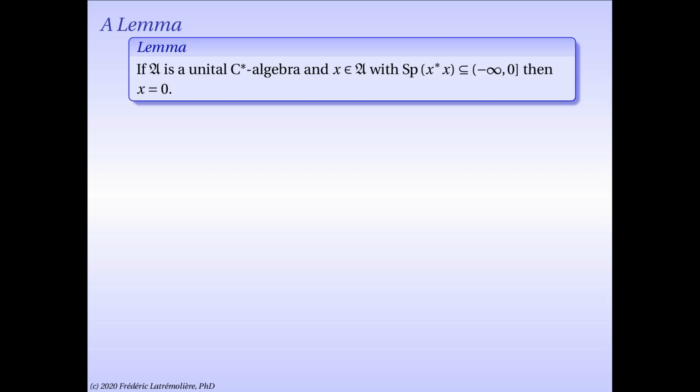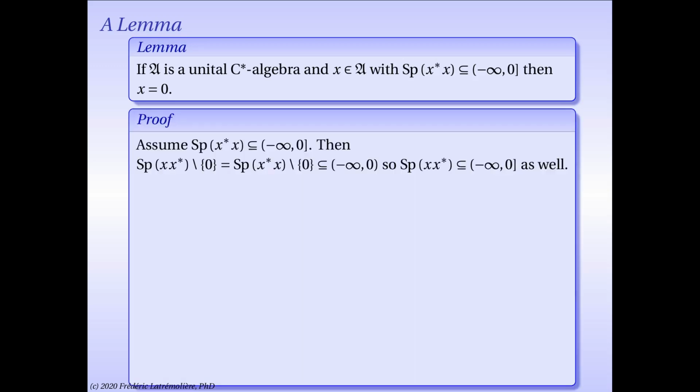To do that, I start with a lemma, which says that if x is an element of a unital C-star algebra such that the spectrum of x star x is a subset of the negative half-line, then x must be 0. I'm going to prove this result, but I want to insist first and foremost that x and x star are not assumed to commute. x is not normal, because that is actually what makes this proof difficult.